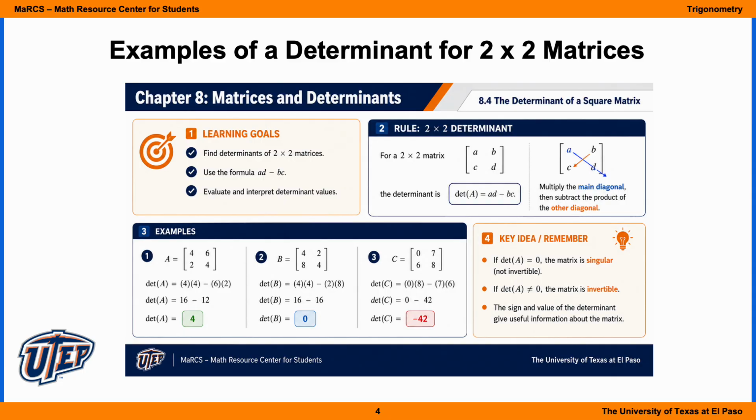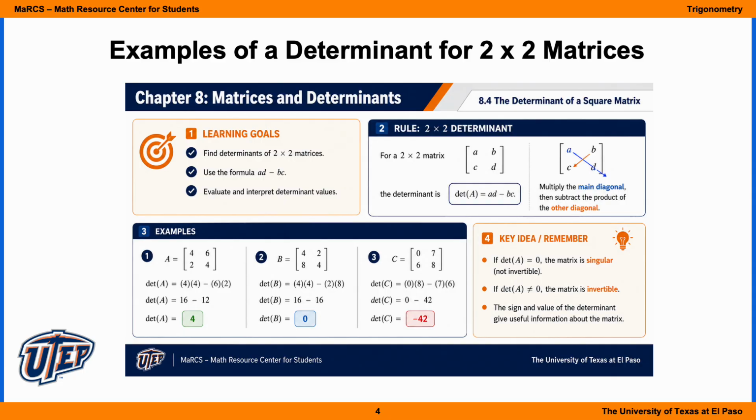So now we have some examples for computing the determinants. For example 1, we're given the matrix A is equal to the 2x2 matrix with entries 4, 6, 2, and 4. So the determinant will be equal to 4 times 4 minus 6 times 2. So 16 minus 12 is equal to 4. So since that is non-zero, A has an inverse.